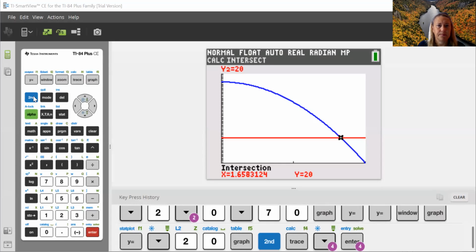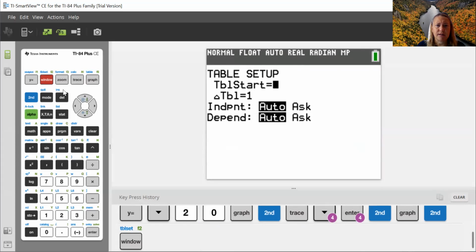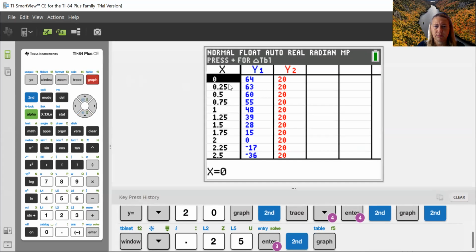And let's go to table and look at this. And I think when I go to table set, I'm going to set my table to start at 0 and maybe go by quarters. Okay, and remember that this is my height, right? And I had asked you, where am I traveling the fastest? Where am I traveling the slowest?